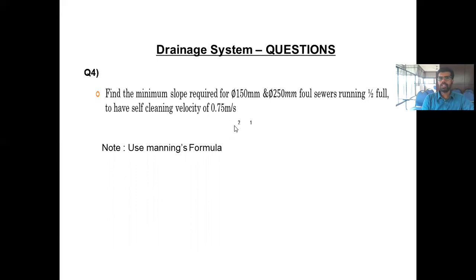You need a velocity of 0.75 meter per second, which means you have to find the slope in such a way that for 150 mm and 250 mm, the velocity should be 0.75. You have to find a slope depending upon 0.75 meter per second velocity and 150 and 250 mm diameter. Let's see how to do it. We use Manning's formula for finding the slope, correct? Yesterday also we have seen that.